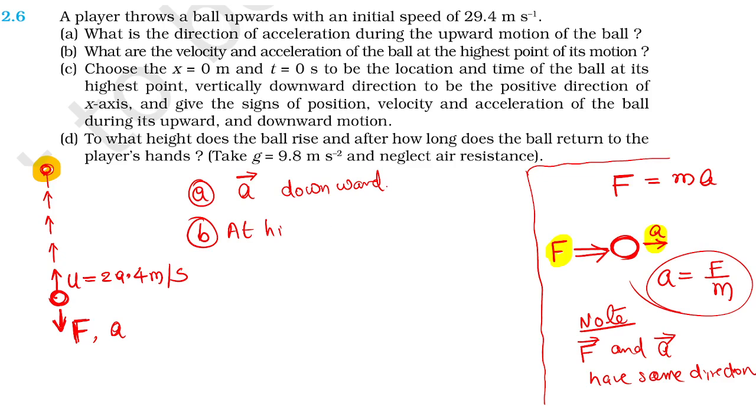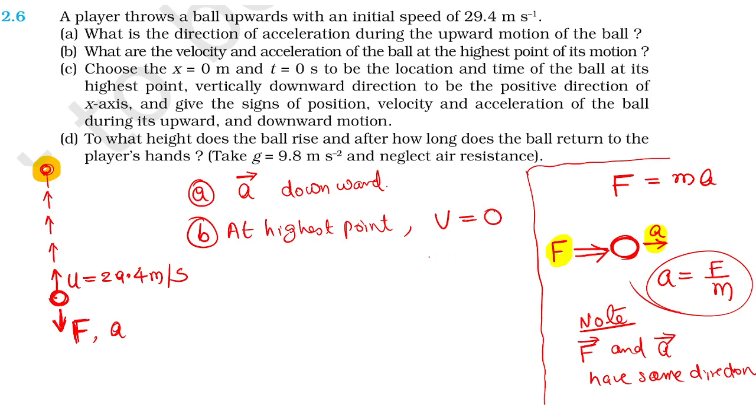The body is stationary at that moment only. At that moment, the body is stationary and going to fall downward. At the highest point, at that instant, the body is stationary. At the highest point, the velocity is equal to 0.